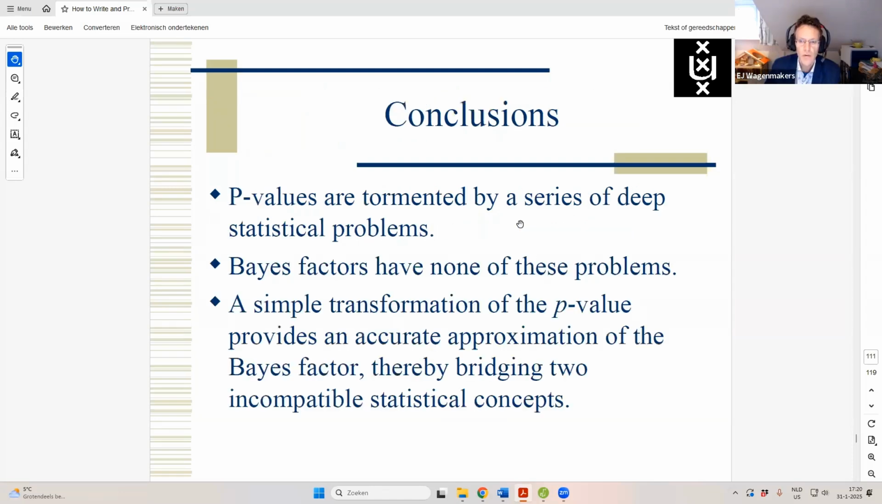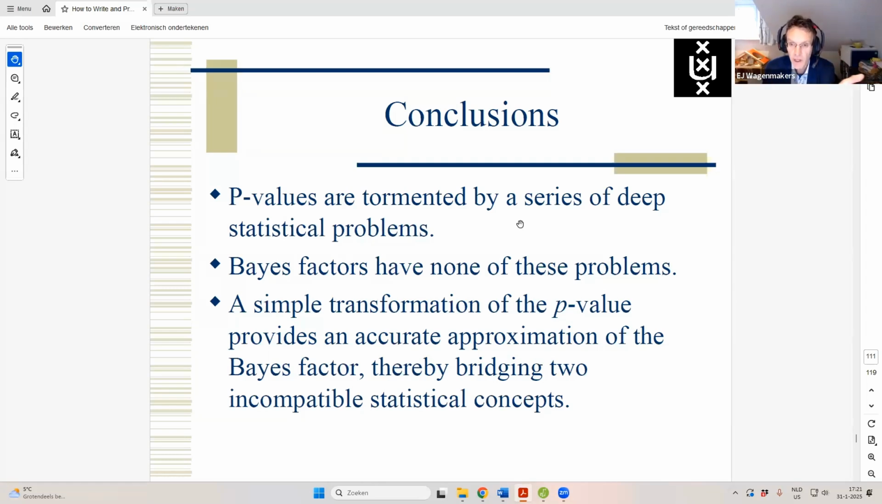Okay, so to conclude, p-values are tormented by a series of deep statistical problems. And not only this, as we've seen with our initial example, the whole concept of probability is very different between the classical paradigm and the Bayesian paradigm. So you may think that these are two completely different worlds. They are as different as heaven and hell.